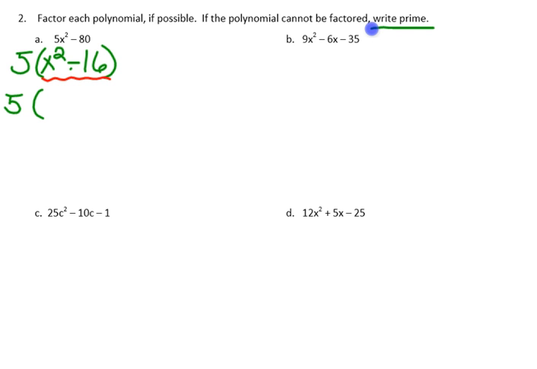So to factor that, notice I keep my 5. They each get an x, because that's the square root of x squared. And then the square root of 16 is 4, and then one gets a plus, one gets a minus.